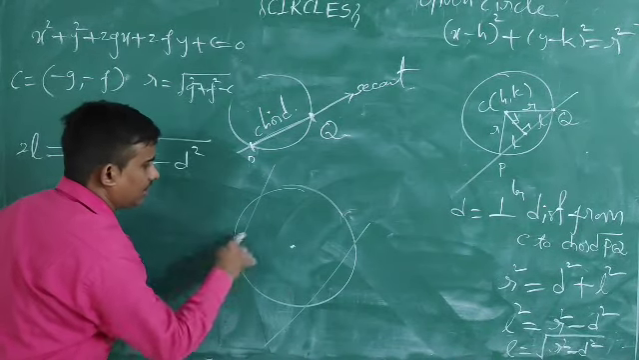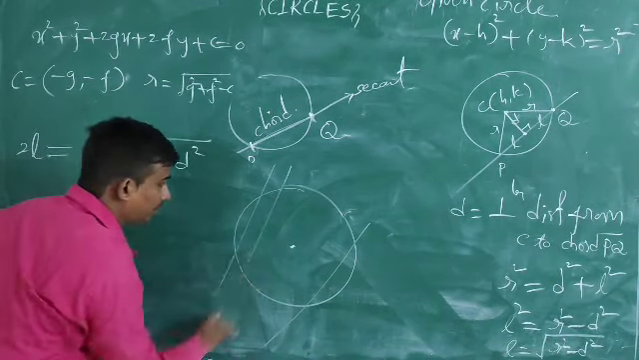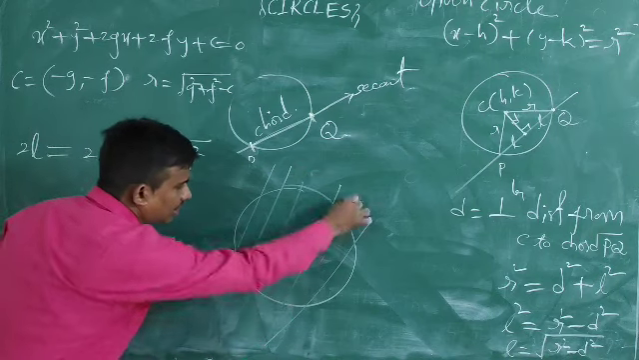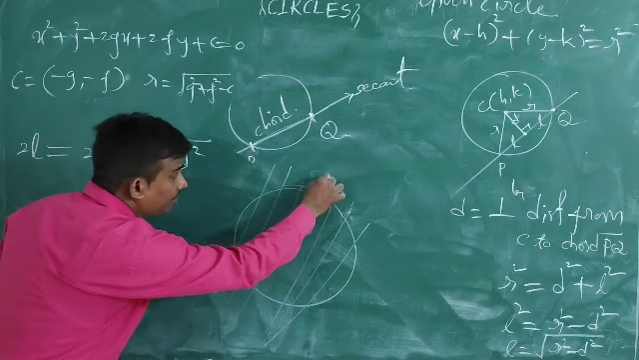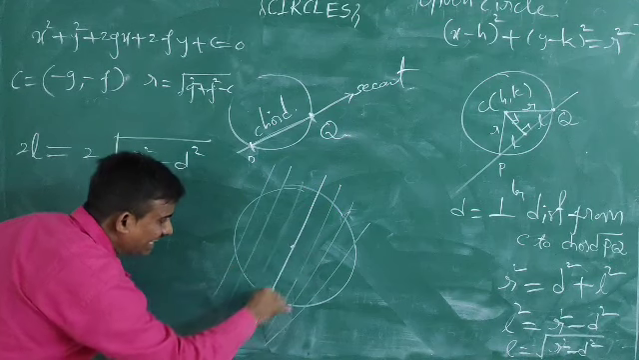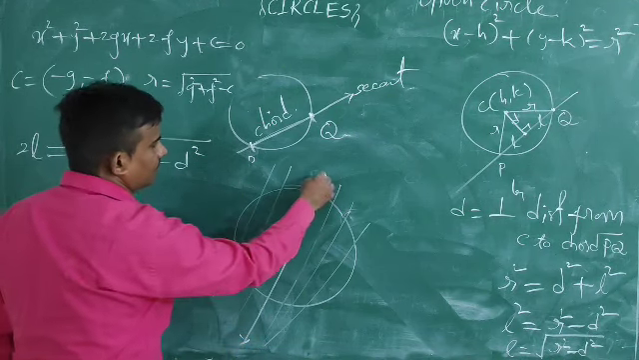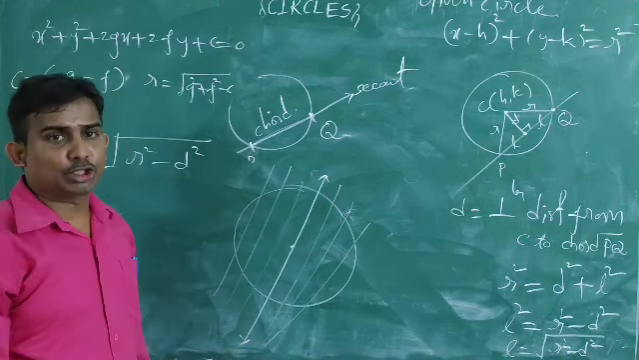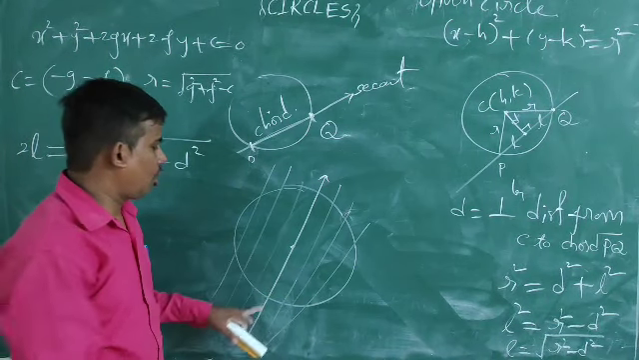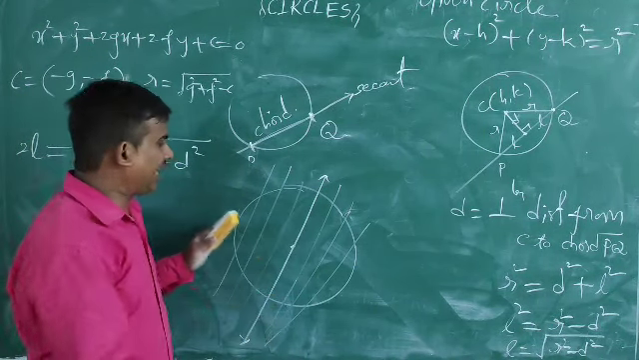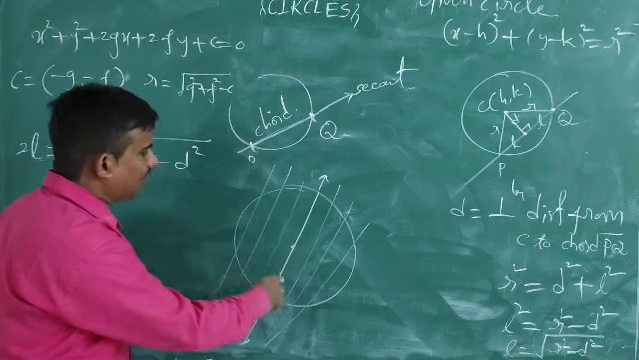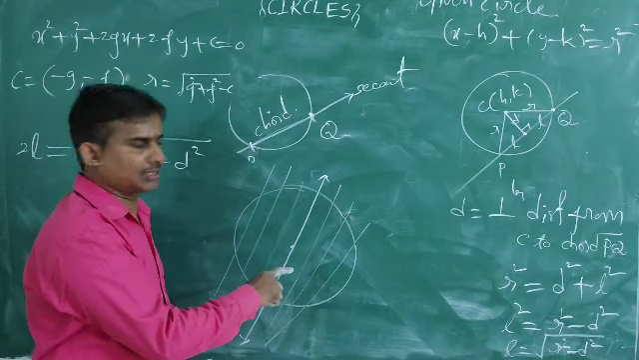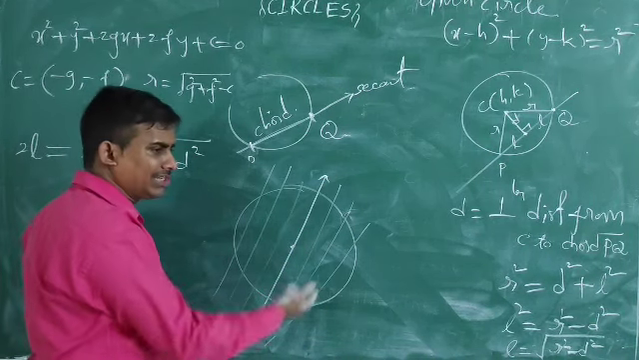It's a secant line. These two are parallel, and these are also parallel. We have infinitely many like that, but one line is there passing through the center. It is the longest chord. The longest chord of the circle must be passing through the center. It is also a secant line.